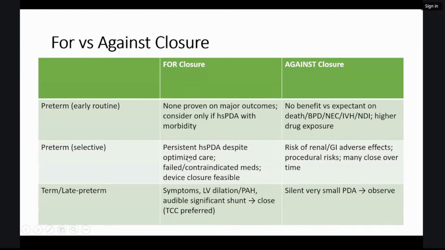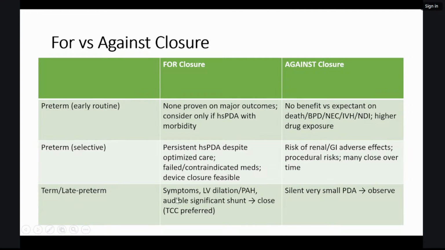In preterm, selective closure of PDA is considered in the following cases: persistent, highly hemodynamically significant PDA despite optimized care, failed or contraindicated medicines, and device closure is feasible in most of these cases. Against closure, there is a risk of renal and GI adverse effects, procedural risks, and it may close over time in some of the cases.